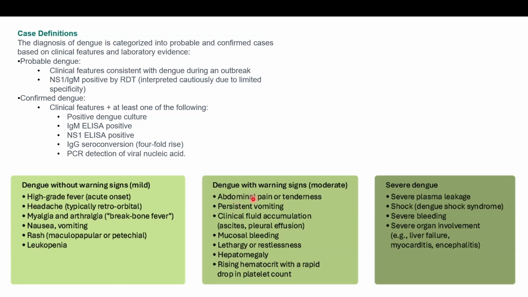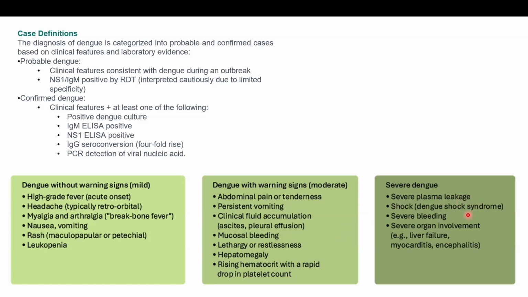Whereas in warning signs, the patient may have abdominal pain and tenderness, peritonitis. Then there can be persistent vomiting. There will be clinical fluid accumulation as evidenced by ascites, pleural effusion. There can be mucosal bleeding. There can be lethargy, restlessness, hepatomegaly. There has been rising hematocrit with a rapid drop in platelet count. So even when any of these findings are present, you have to label this as a moderate dengue or dengue with warning signs. Severe dengue, there will be severe plasma leakage.